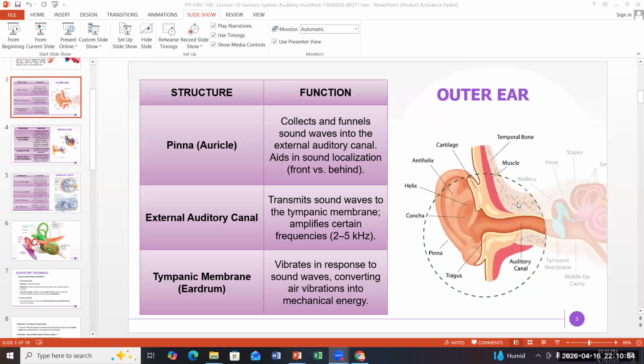Okay, so we are going to do the remaining part of lecture 10, where this lecture is divided into three parts. We are focusing on the structure of the ear. The second part, we will discuss the auditory pathway. And the third, we will discuss the different auditory disorders and their effects related to behavior, or psychological behavior, of an individual.